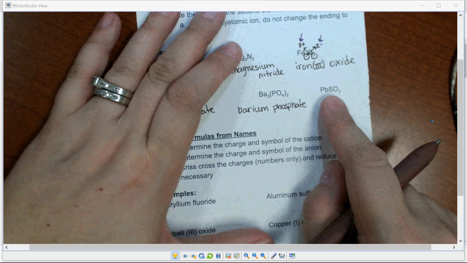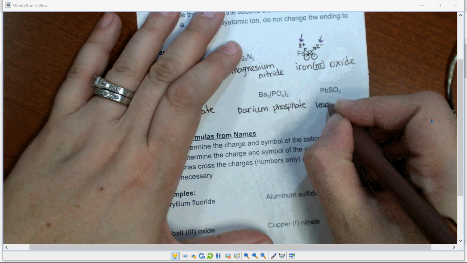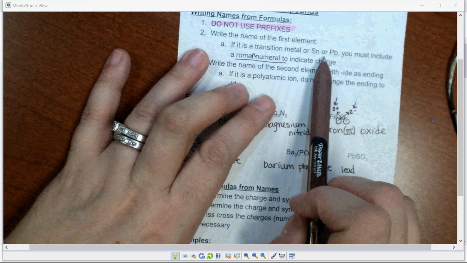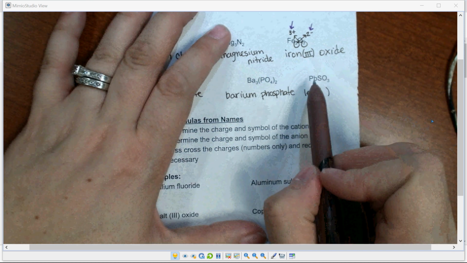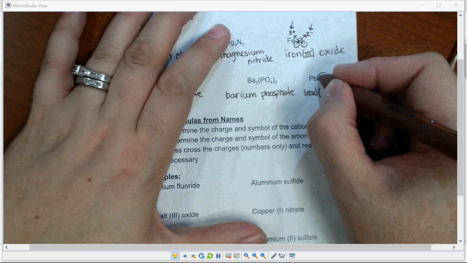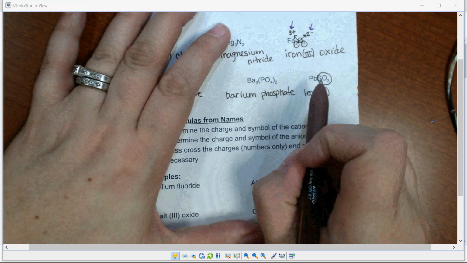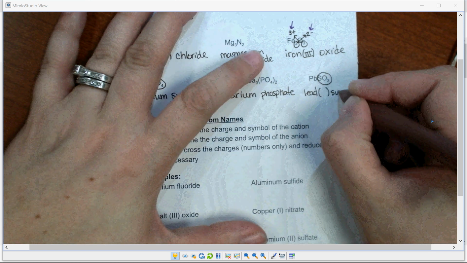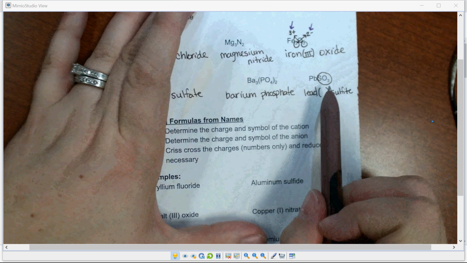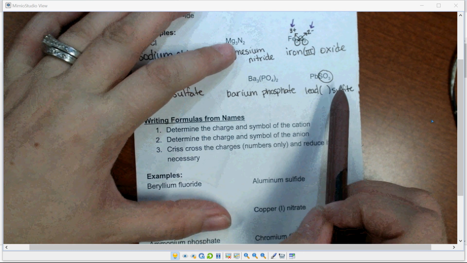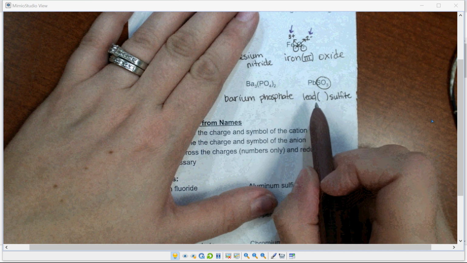And then this last one, this one's a little tricky, so we'll try and go slow through it. So Pb is called lead. Lead is one of these that requires a Roman numeral, so I'll put a parenthesis there, and we'll come back to that. And then this SO3 stuff, the second part of this compound, that is a polyatomic ion. I look that up and I find that this is called sulfite. Sulfite, not sulfate. It's got one less oxygen than sulfate, so it's sulfite. And so now I'm stuck with the task of figuring out what the Roman numeral is supposed to be.